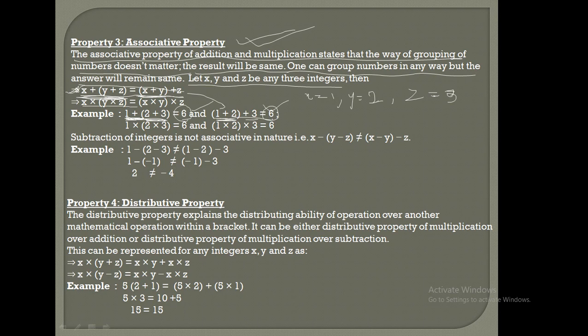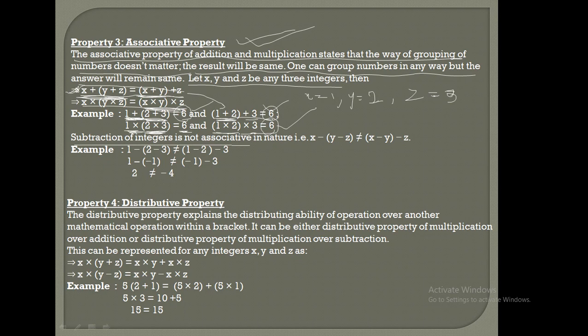Same in case of multiplication. Here 1 into 2 into 3. So 2 into 3, first of all, we have to solve the bracket. 2 into 3, it will come 6. And outside of this bracket is 1. So 6 into 1, it will come 6. And now when we take the right hand side, here x into y in one group, into z outside of that group. So 1 into 2 it will come 2, and when we open this bracket, 2 into 3 it will come 6. Here the answer is also the same.